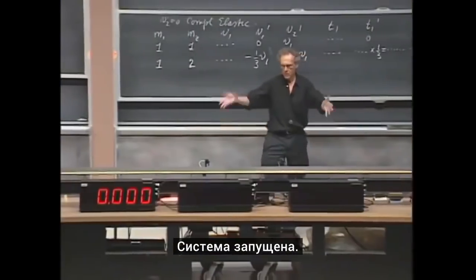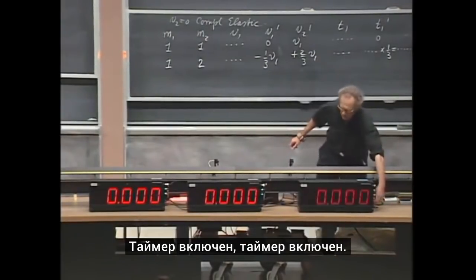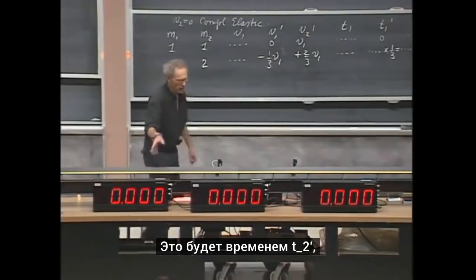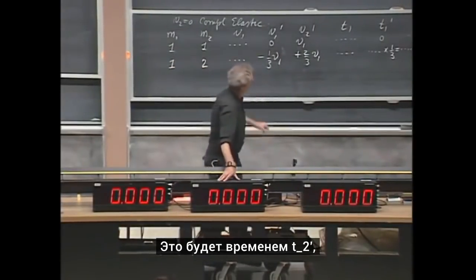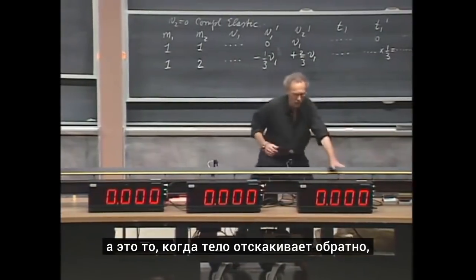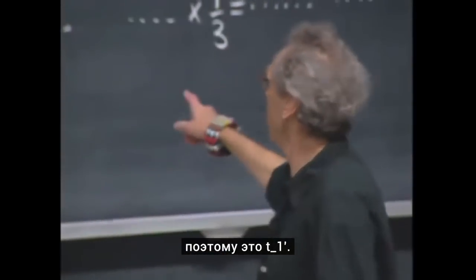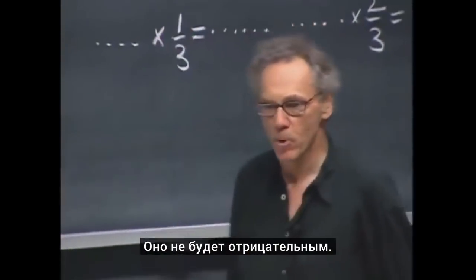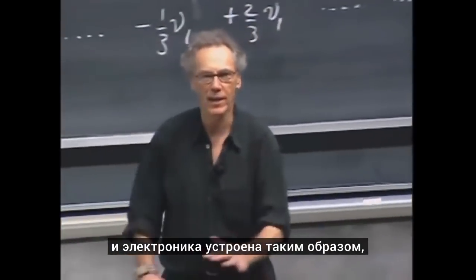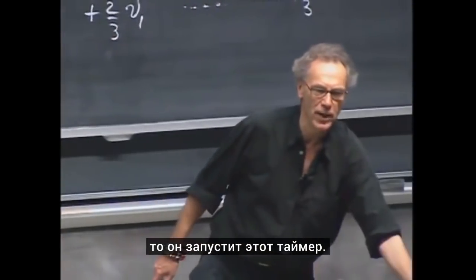Okay, system is up, timers are up. This will be the time T1. This will be the time T2 prime. And this is the one when the object bounces back. So this is T1 prime. You won't see that it is negative. It will go back through the same slot. And the electronics is arranged in such a way that when it goes back through the same slot, it will initiate this timer.